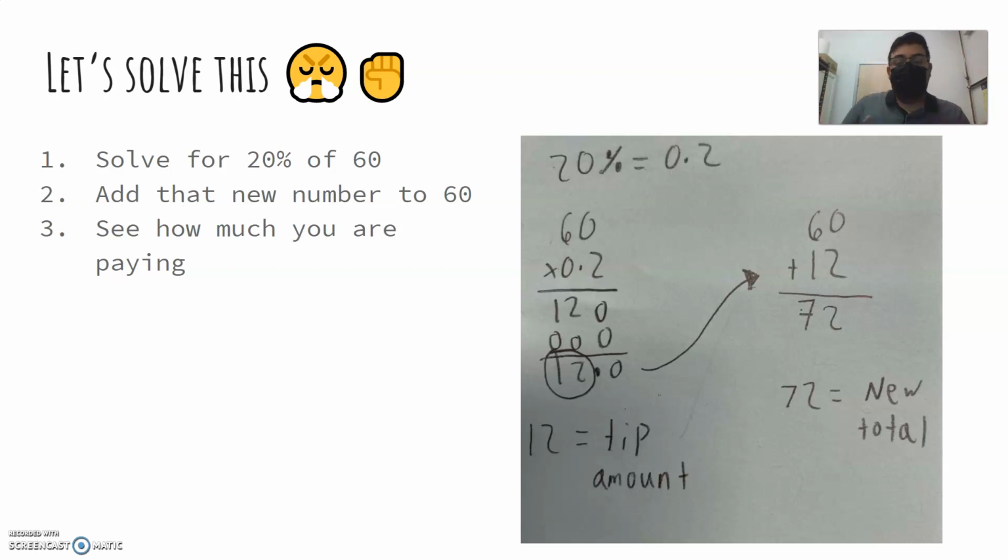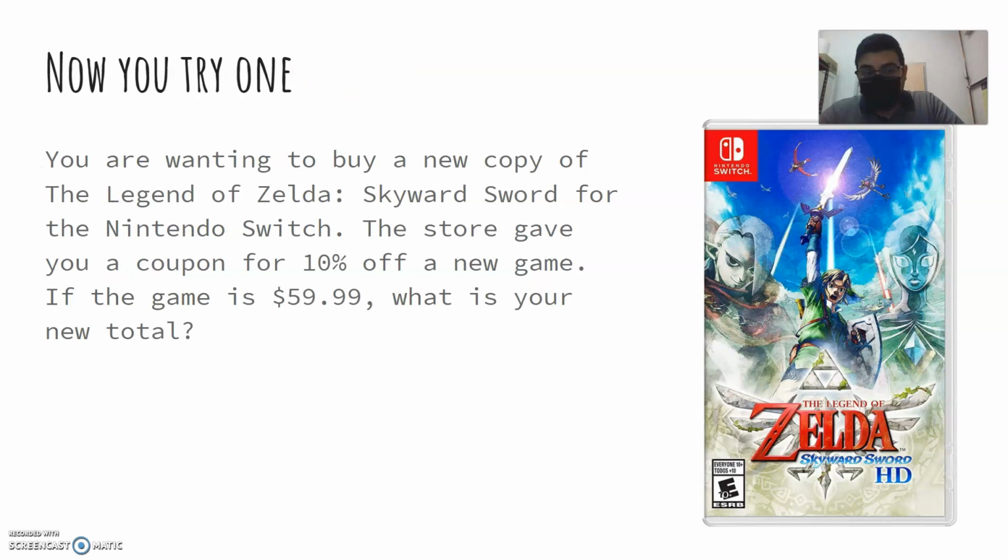This is perfect for when you're looking for discounts, looking for how much to tip, all of that good stuff. So this is how you find percentages. So I want you to try another one. Highlight the question, mark it up, write it down, work it out. You're wanting to buy a new copy of The Legend of Zelda Skyward Sword for the Nintendo Switch. The store gave you a coupon for 10% off of a new game. If the game is $59.99, what's your new total? So go ahead, pause the video and work that one out. And then when you're ready, go ahead and click resume.